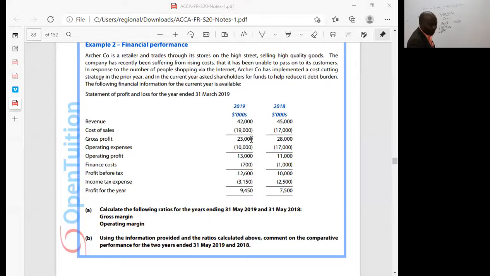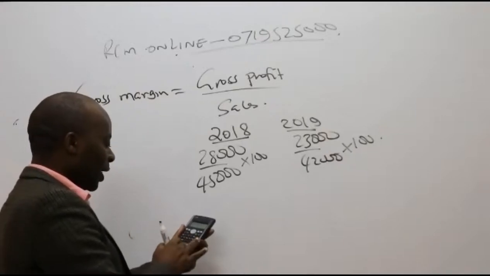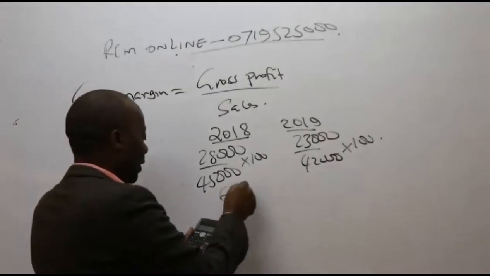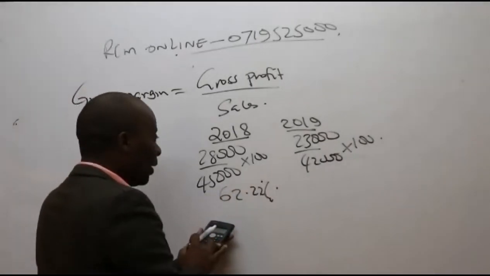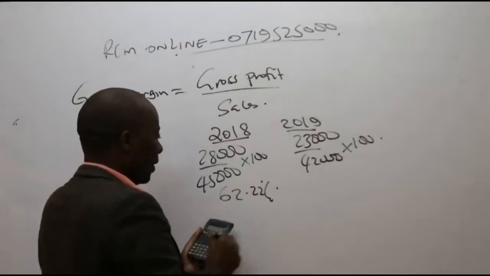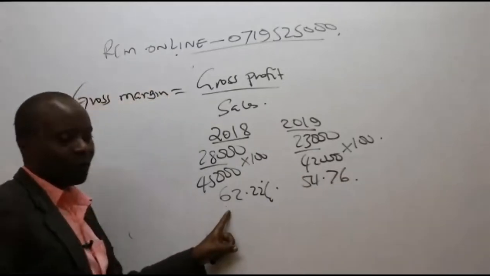How about the year 2019? It will be 23,000 divided by 42,000 times 100. If I do it this way, what am I going to get at the end of the day? We have 28,000 divided by 45,000 times 100, which gives me quite a high 62.22%. And 23 divided by 42 times 100 gives me 54.76%.